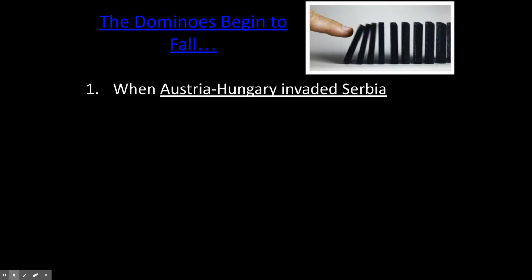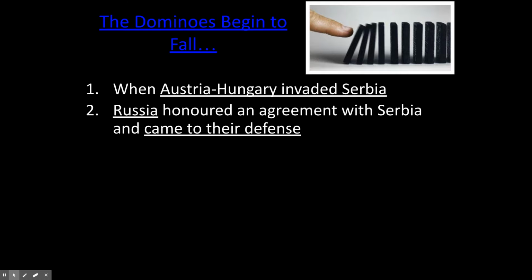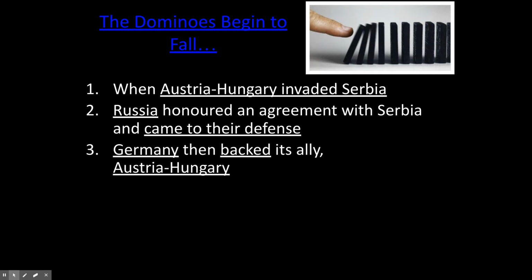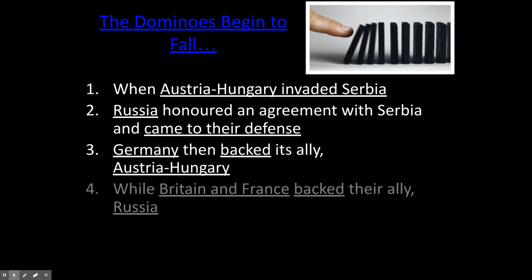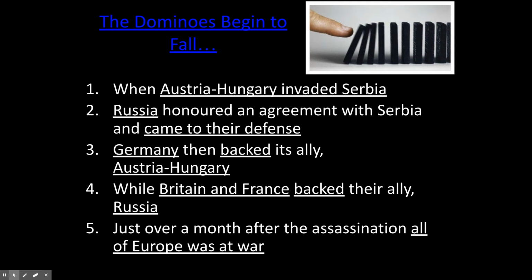Dominoes begin to fall. Austria-Hungary invades Serbia. Russia honors the agreement with Serbia, comes rushing to Serbia's defense. They declare war on Austria-Hungary. Germany backs its ally, Austria-Hungary, and declares war on Russia. Britain and France back their ally, Russia, declare war on Germany and Austria-Hungary. And just over a month after the assassination of Archduke Ferdinand, all of Europe is at war.